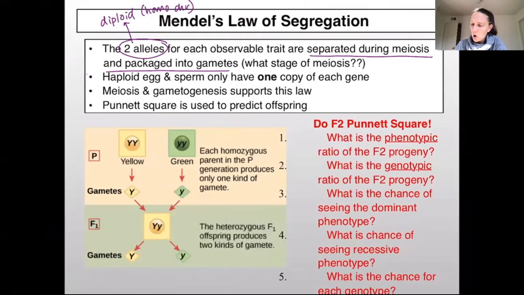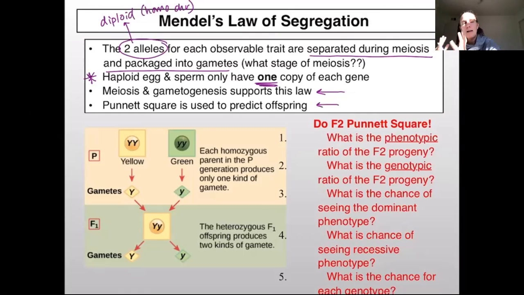Remember, the gametes are haploid. They only have one copy of every gene, right? So Mendel's law of segregation really describes how you go from diploid organisms to haploid gametes, right? It really kind of describes what happens in meiosis. So once scientists really understood meiosis and gametogenesis, which is the production of gametes, it really supported this law that you have pairs that get separated, right? Punnett squares are then used to predict the offspring.